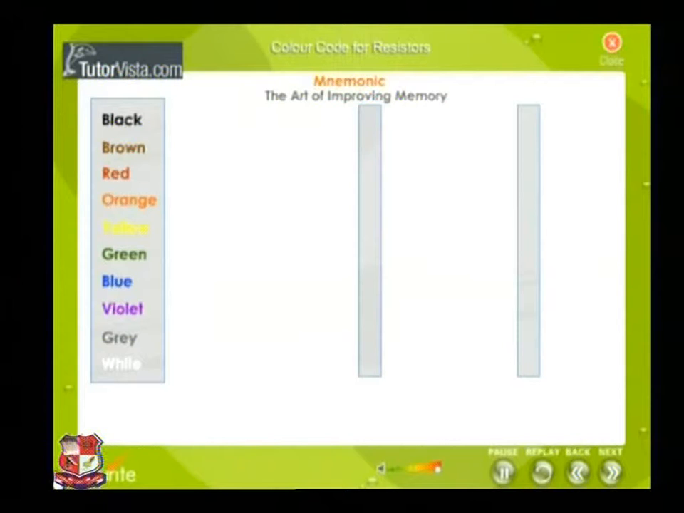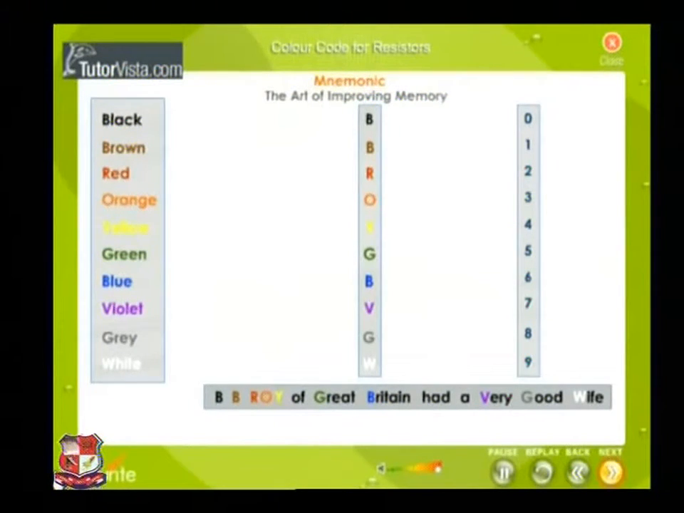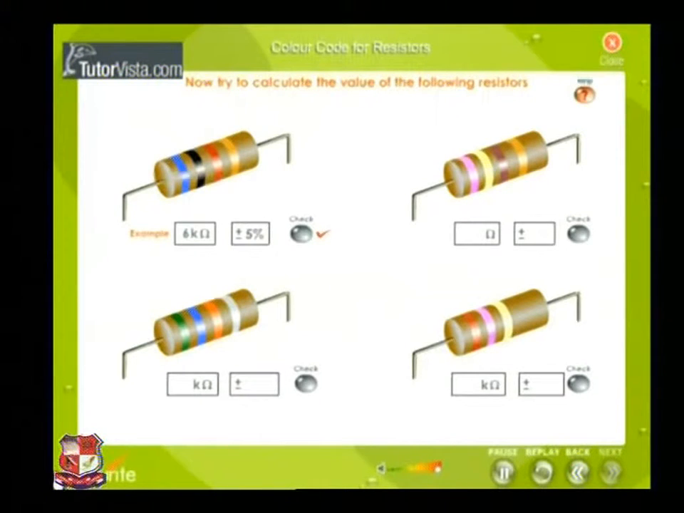Here is a mnemonic, the art of improving memory. B.B. Roy of Great Britain had a very good wife. Now try to calculate the value of the resistors displayed here.